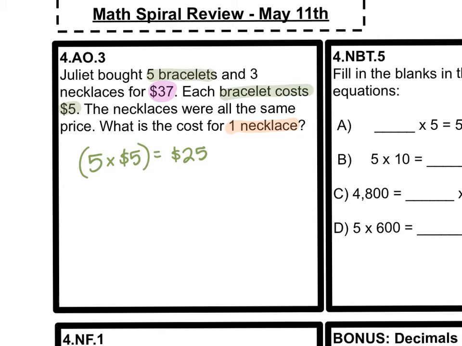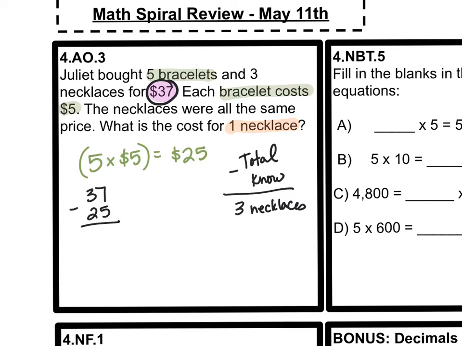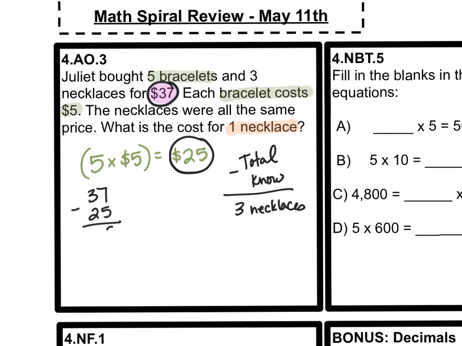Now, the key here is knowing that her total spent was $37. So what I'm going to do is take my total and subtract what I know. And what I'll have left will be for all 3 necklaces. So I'm going to take my total of $37, subtract the $25 that I know. I'm taking what she spent and what I know she spent on bracelets. Okay, so 7 minus 5 is 2 and 3 minus 2 is 1. So what I have left over is $12. This means that she spent $12 on all 3 necklaces.